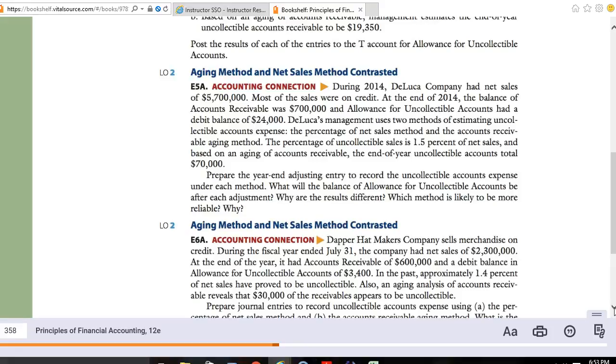Prepare the year-end adjusting entry to record the uncollectible accounts expense under each method. What will the balance of allowance for uncollectible accounts be after each adjustment? Why are the results different? Which method is likely to be more reliable and why? I want you to take 10 minutes and let's try to do this together, okay? Can you try it on your own first?